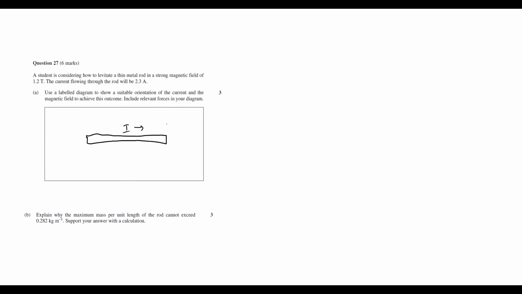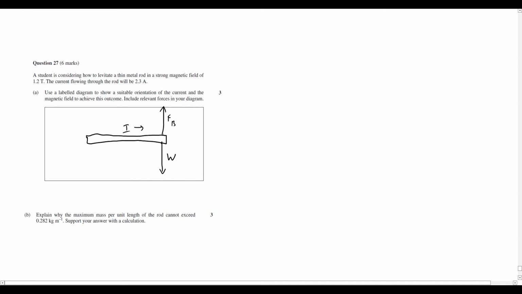Let's consider the forces on this thin metal rod. I know that there's going to be some force pushing it downwards, of course, and that is the weight force. So there must also be an opposite force pushing it up, which is going to be due to the magnetic field. We'll call that F sub B.